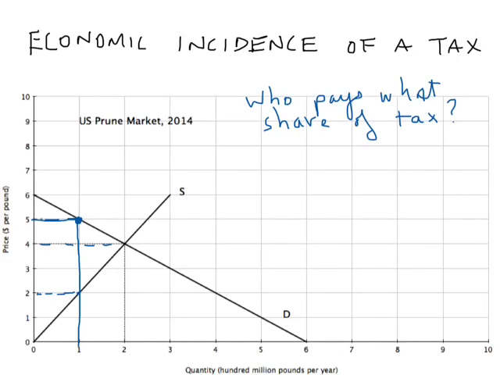Well, to figure out what share buyers pay, we just look at the new price minus the old price, the price that would have prevailed without the tax, and divide it by the size of the tax and multiply by 100. It's just the percentage of the tax that buyers pay.